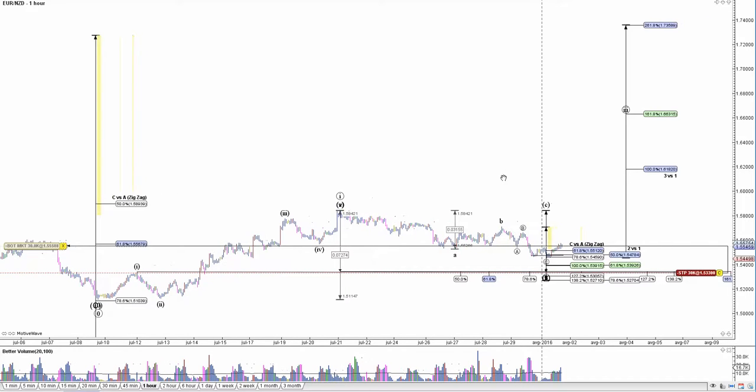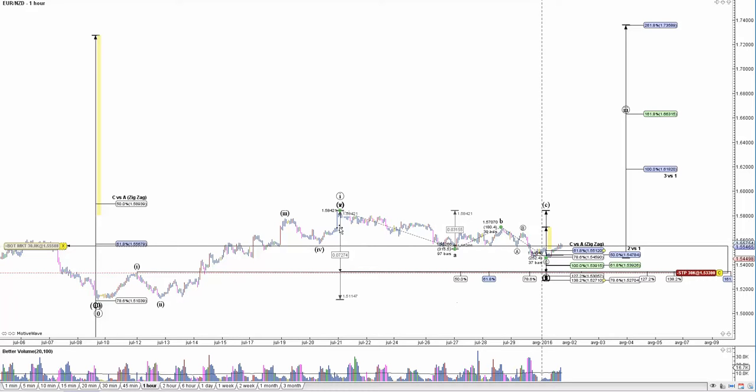But basically, the price where I entered, near this area, 1.5550, is a very good area to start to establish the buying positions.